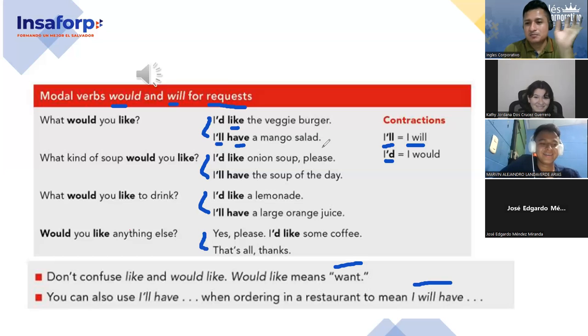Just simple like that. Exactly. Sí, no trate de traducirlo literal, right? One by one. Sino que solo tele la traducción así like the normal. Yes. In English, right, we can have these 2 options, right? I'd have a mango salad. I'd like the veggie burger. Okay. Yes. Thank you, teacher. That's okay. No problem.